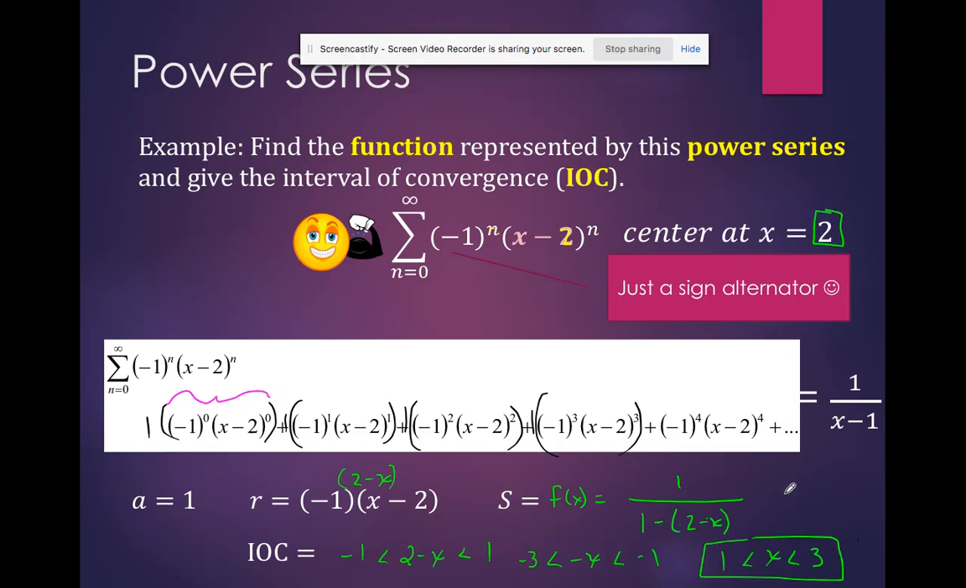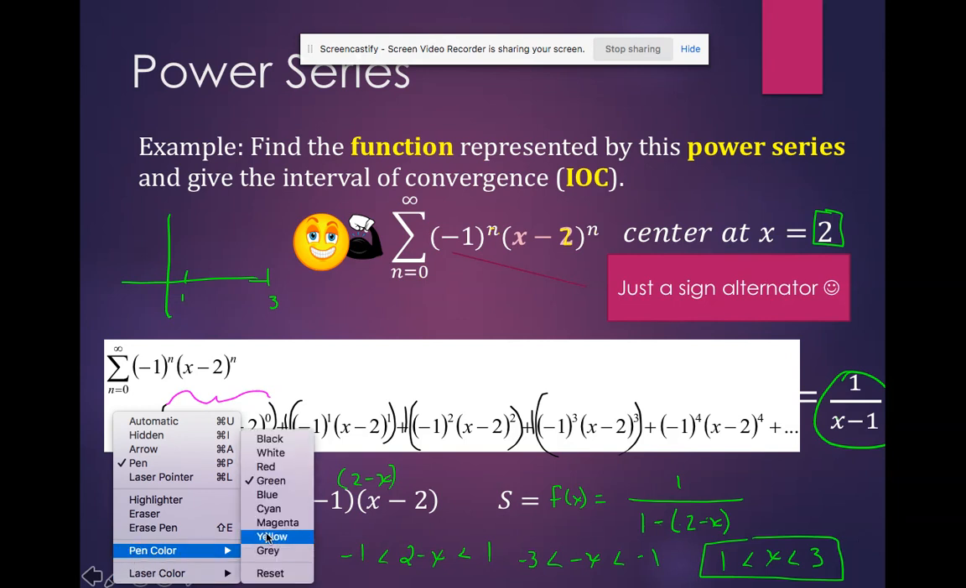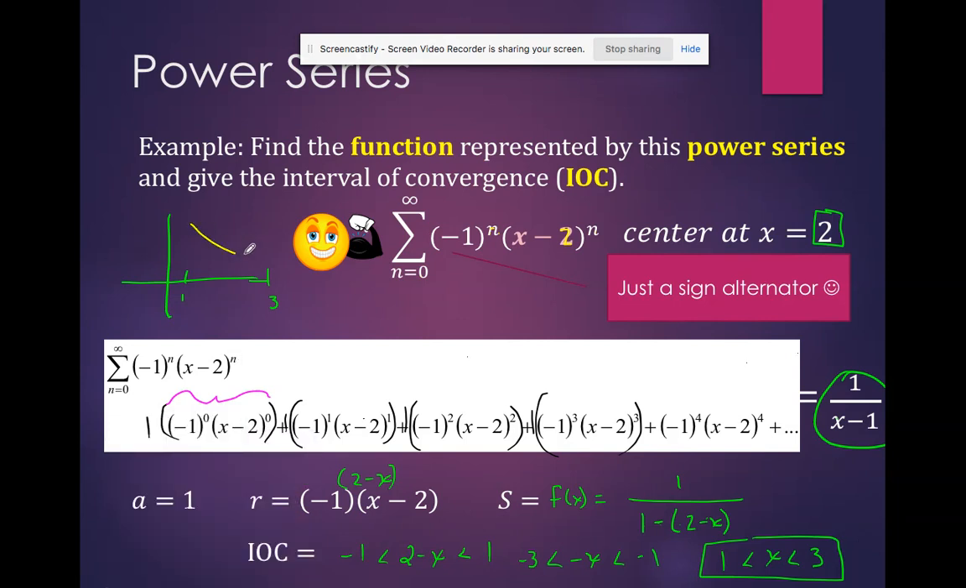Hey, what number is in the center between 1 and 3? Oh, snap. So what this means, if you were to put this function into your calculator, y1, but only look at a window between 1 and 3, here's what you would see. Something like that. That's what 1 over x minus 1 looks like on the interval 1 to 3.